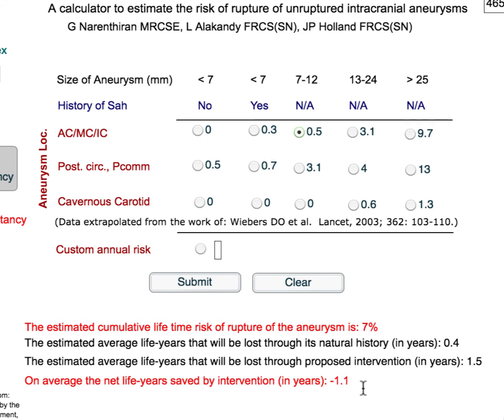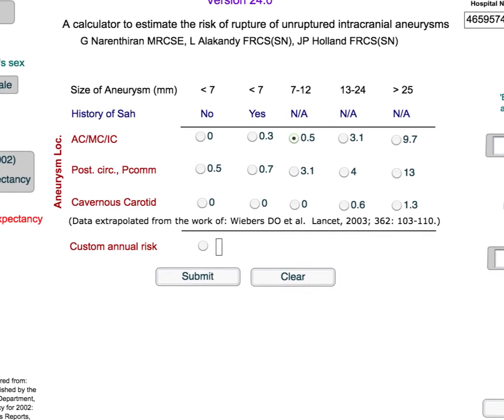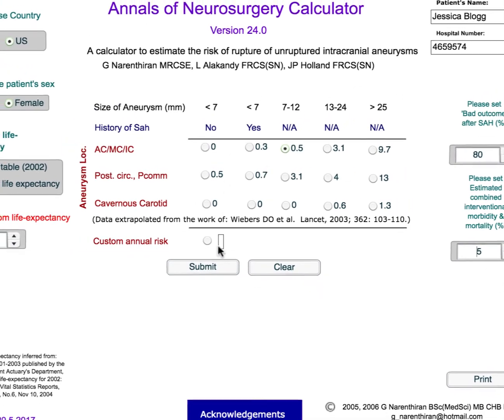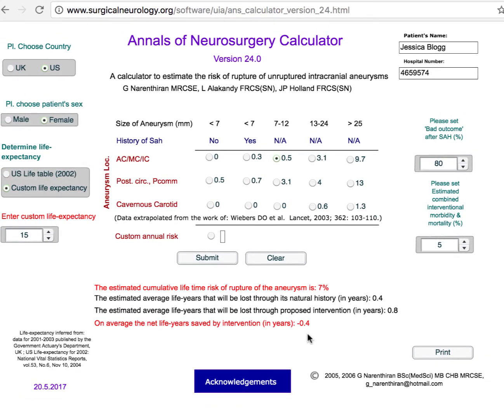So if you intervene in this aneurysm in 100 patients and look at what would happen over the next 15 years, then on average the patients will be worse off. But let's say you decrease your complication rate to 5% and we do it again, you still lose through intervening. But let's say we take it to 25 years and do it, we still lose 0.1.